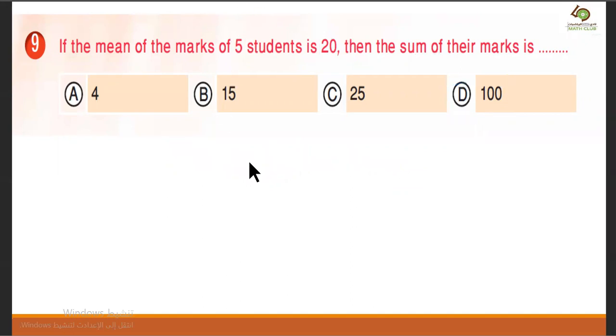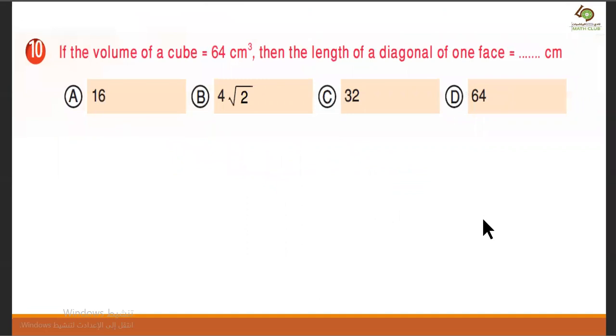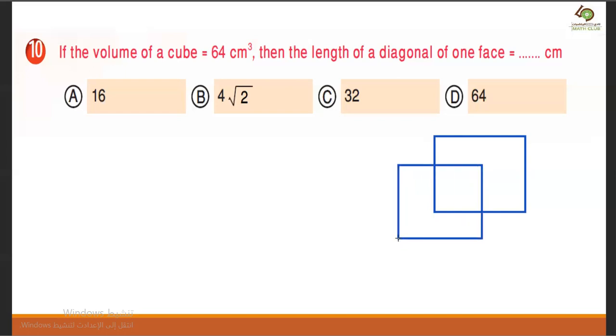Okay, now we will go to 10. If the volume of a cube equals 64, then what is the length of a diagonal of one face? Oh my God. So look, I have a cube here. This is a cube.